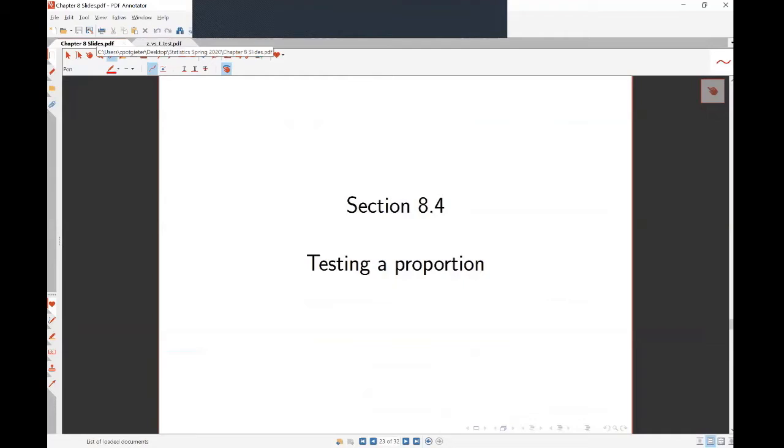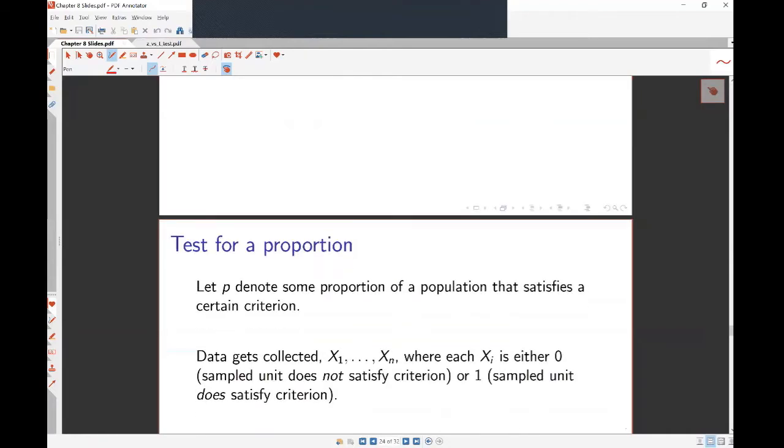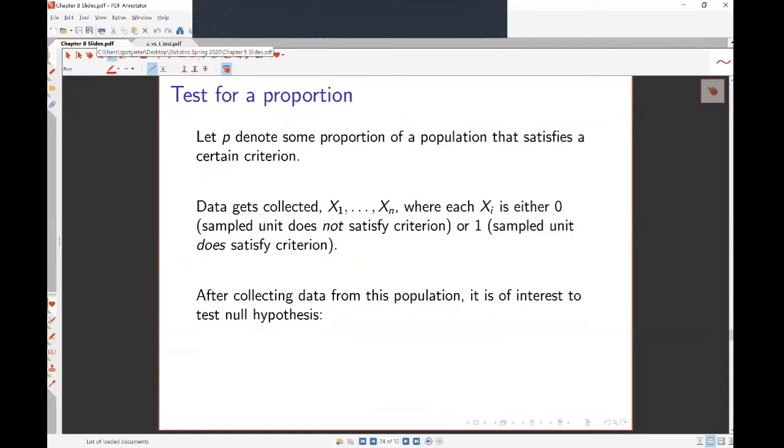and expand on this idea a little bit. So today we're looking at testing a hypothesis regarding a population proportion. So let's say that a certain proportion P of our population satisfies a criterion of interest. This could be what proportion of people who live in Fort Worth work outside the city limits, or it could be what proportion of students who attend TCU are actually out-of-state students.